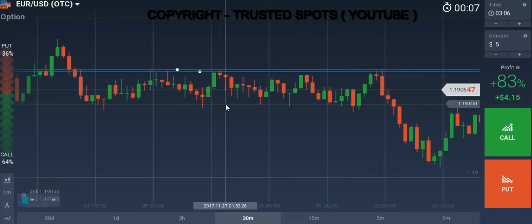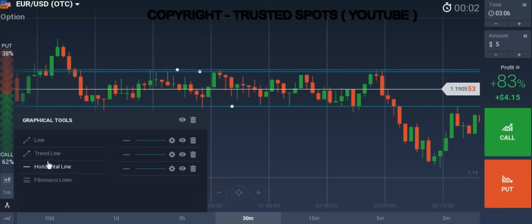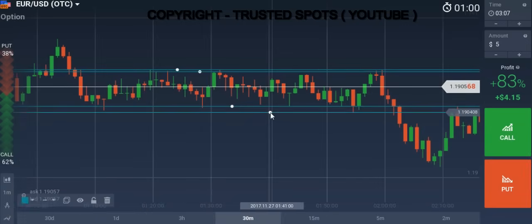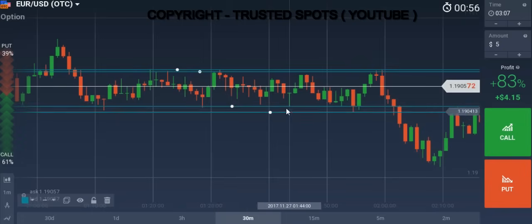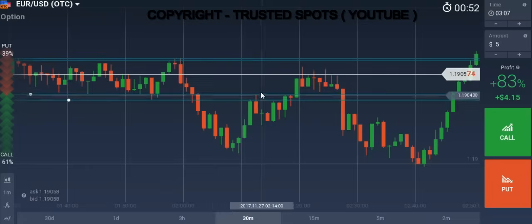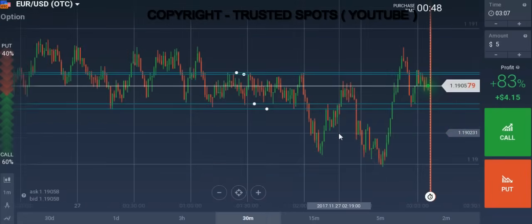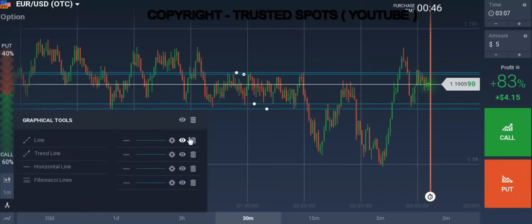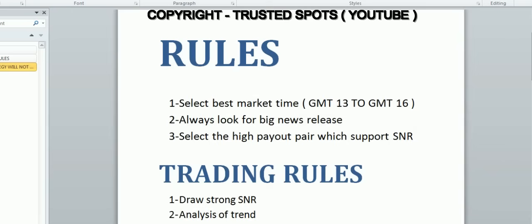I will draw one more level to see if they are really working or not. And look, so these are support. It worked here, worked here, worked and worked, and it is also working here, kind of. So overall this pair has a good payout, and it is also respecting support and resistance levels.